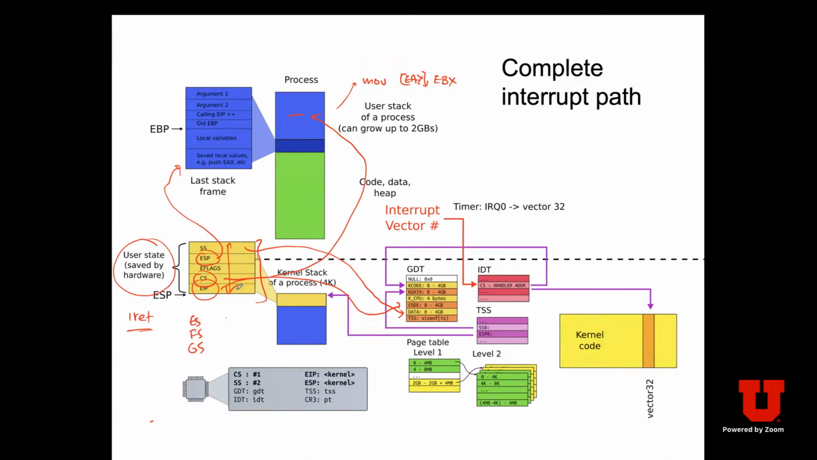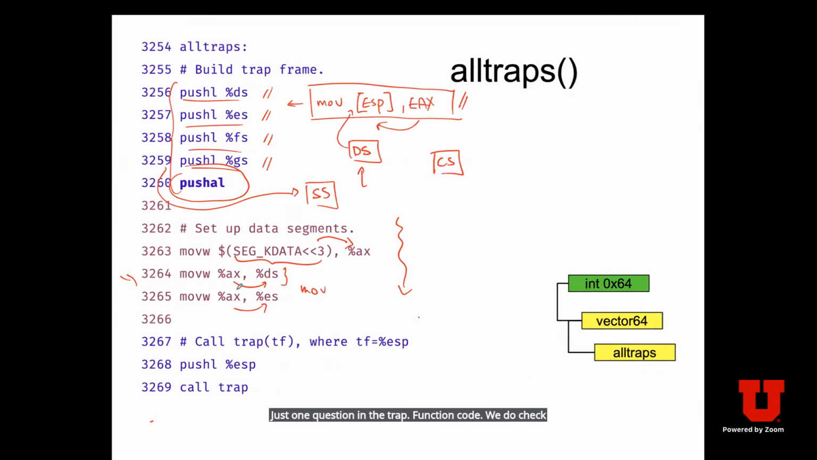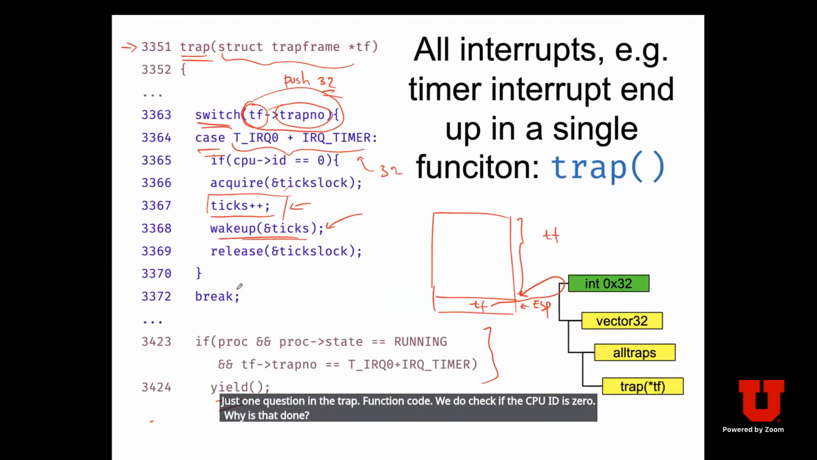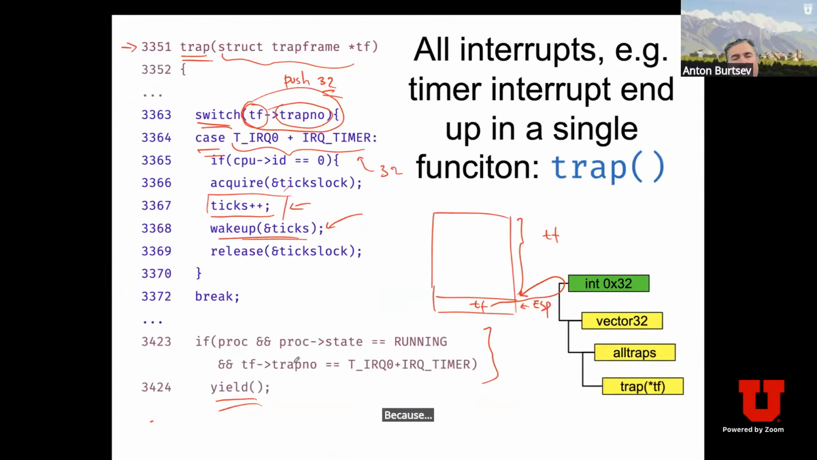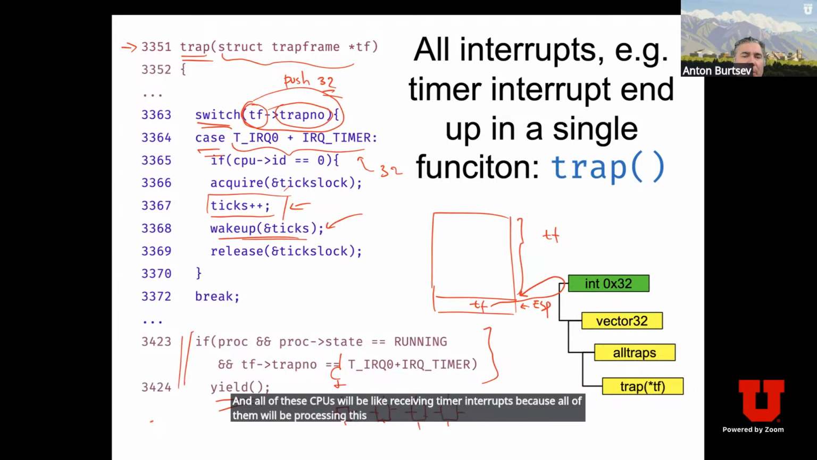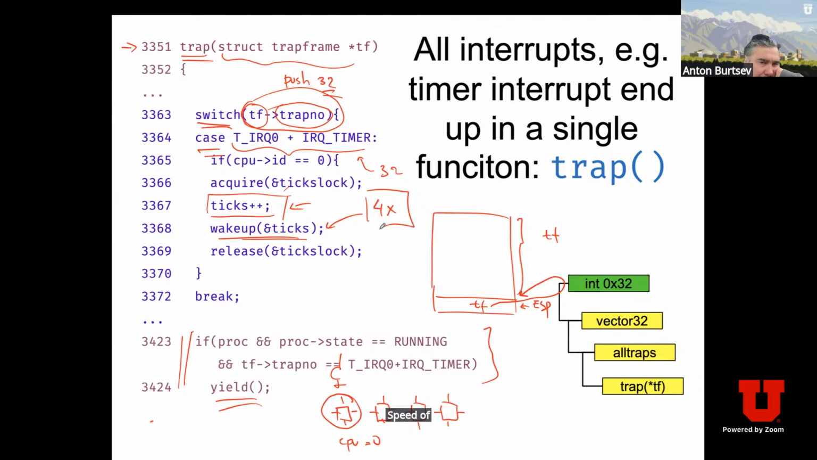Just one question in the trap function code. We do check if the CPU ID is 0. Why is that done? Because in x86, we'll have multiple CPUs running, and all of these CPUs will be receiving timer interrupts because all of them will be processing this context switch code, but only one CPU, CPU 0, will be incrementing the ticks, right? To make sure that the time flows linearly. Otherwise, you would have 4x speed of time. Does it make sense? Yeah.